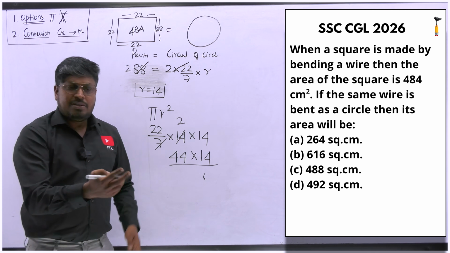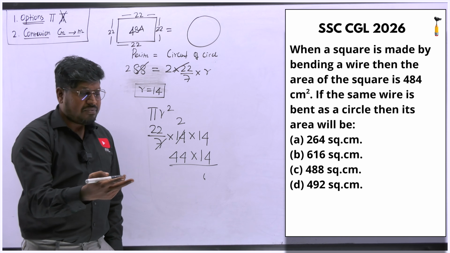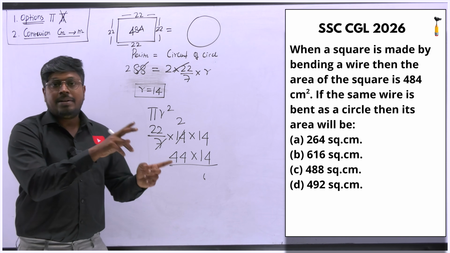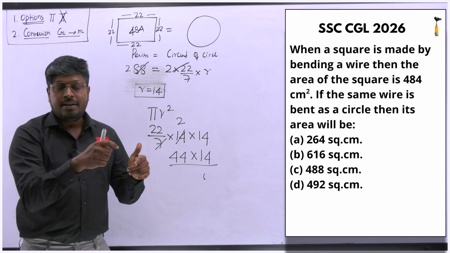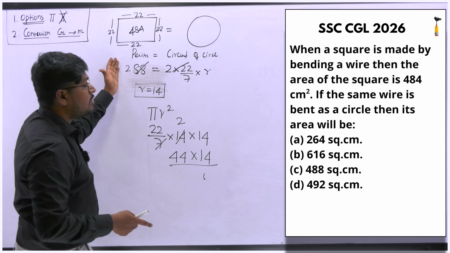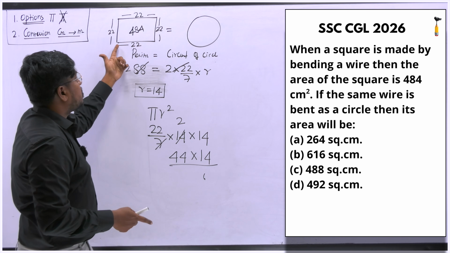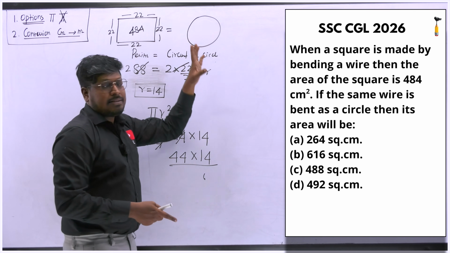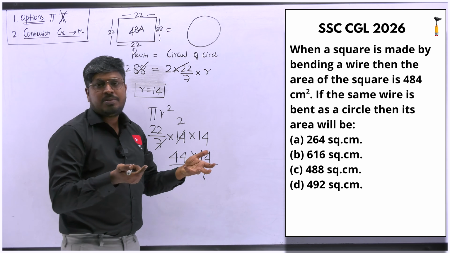I think 2 or 3 questions back we solved a question like this, where the area of a rectangle was equal to the area of a circle. Similarly here, what they are saying is that a wire is bent in the form of a square, and this wire is equal to the circumference length. Both are the same. So our target is to find the area.